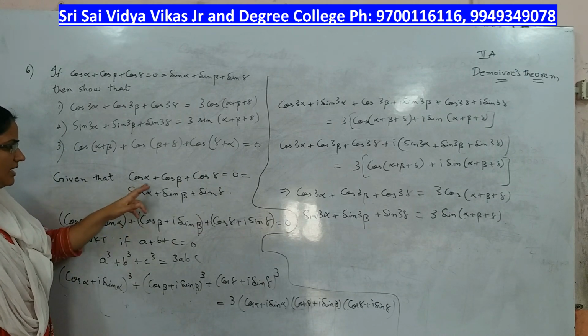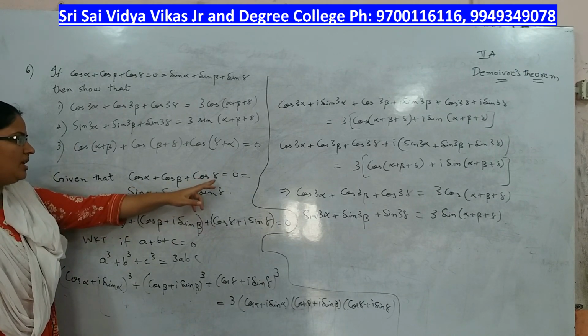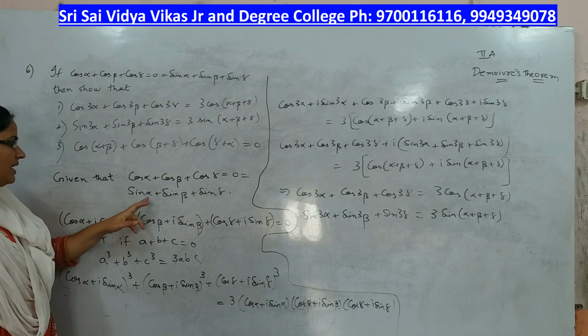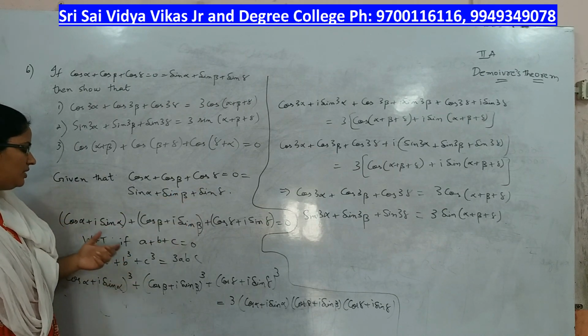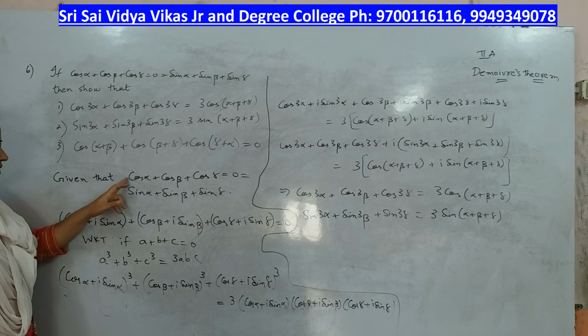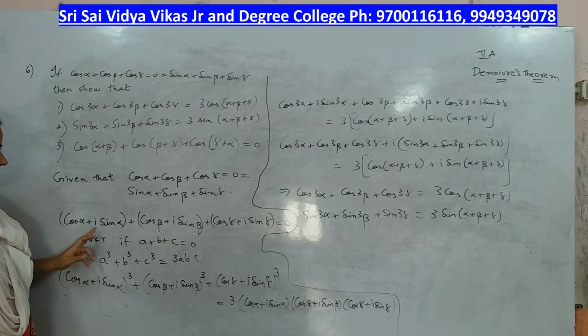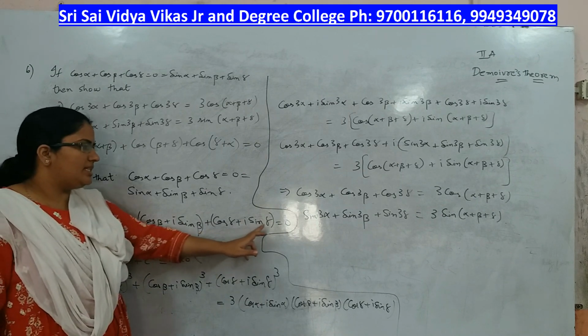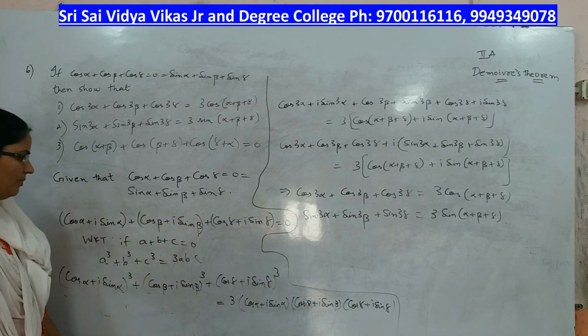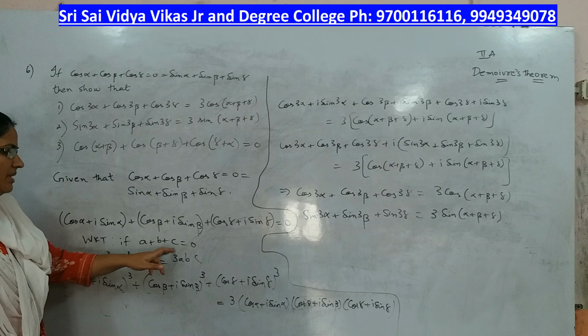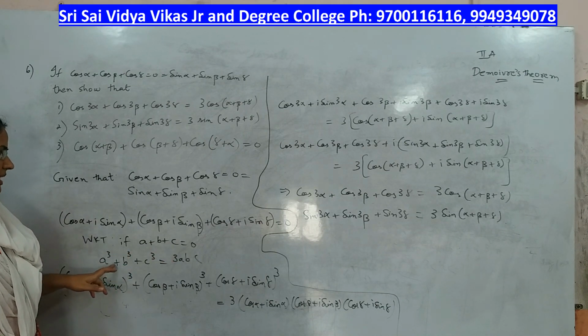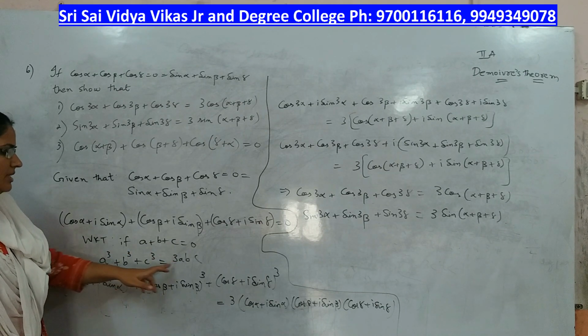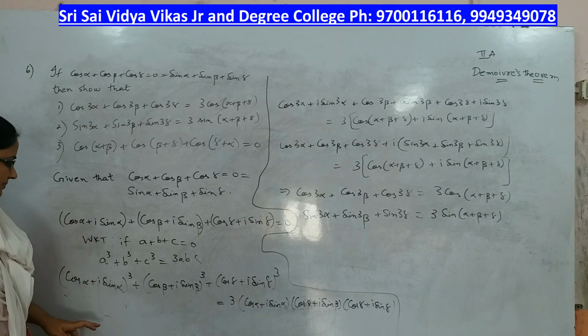Now you have cos α + cos β + cos γ equal to 0, and sin α + sin β + sin γ equal to 0. You add these two, you can write it as (cos α + i sin α) + (cos β + i sin β) + (cos γ + i sin γ) is equal to 0. Whenever we have a + b + c equal to 0, you have this condition a³ + b³ + c³ is equal to 3abc.